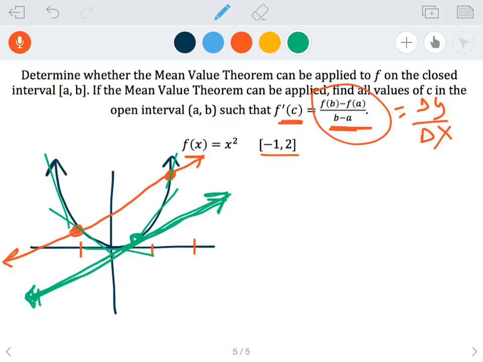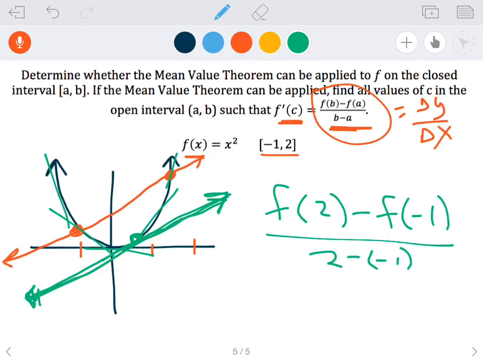But we want to do this with the actual math, right? So the first thing, let's find the slope of the secant line. Let's find f of 2 minus f of negative 1 over 2 minus negative 1. If I do 2 squared, I'll get 4. If I do negative 1 squared, I'll get 1. And then 2 minus negative 1 gives me 3. So this looks like 3 over 3. I'm looking for where the slope is equal to 1.